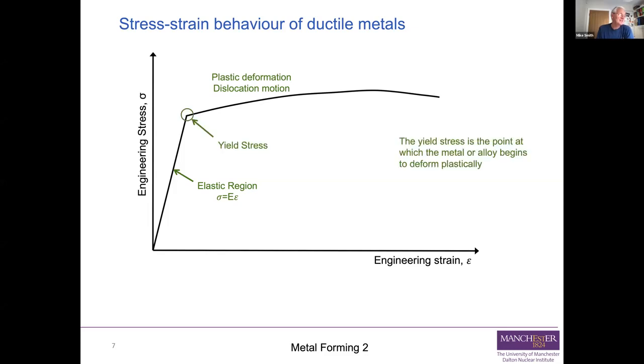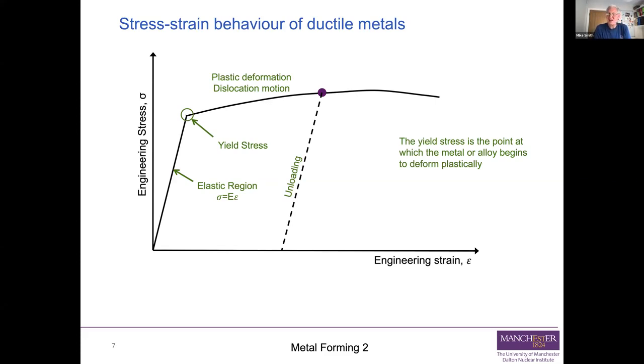And the yield stress is the point at which the dislocations start to move, at which the metal or the alloy begins to deform plastically. Up until that stress, if you unload it, you'll recover all the strain and the strain will go back to zero. If you unload it at a higher strain and a higher stress, what you'll find is you don't recover all the deformation. As you unload, you go down a line of slope E until you reach zero stress.